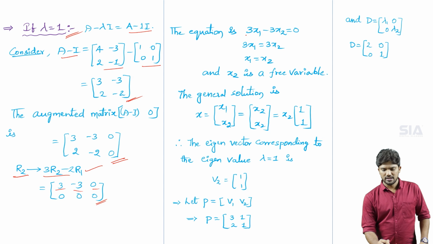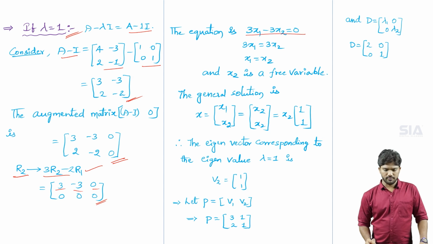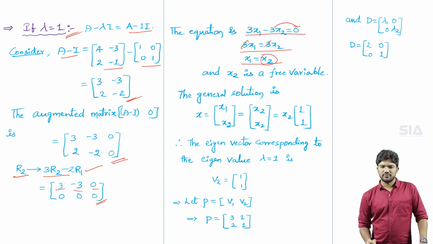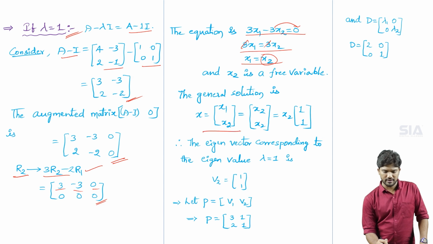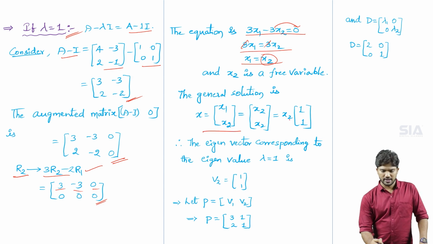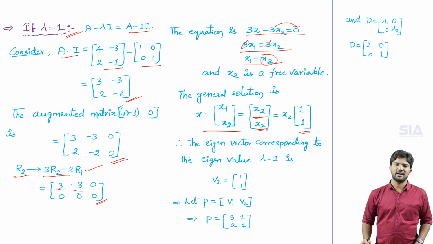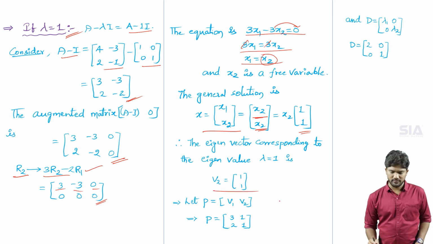Now the equation is 3x1 minus 3x2 equal to 0 from the first row. So therefore 3x1 is equal to 3x2 if you send it to the RHS. Both sides 3 and 3 get cancelled. x1 is equal to x2. Here this x2 is a free variable. Then the general solution is given by x = (x1, x2), and in place of x1 again we are writing x2. So therefore take x2 common, then you will get (1, 1) as the eigenvector. That is the second eigenvector. We can consider it as v2.